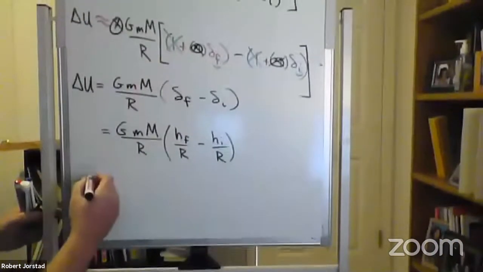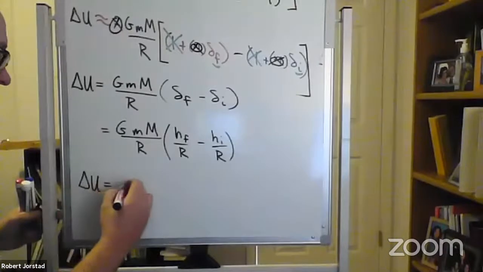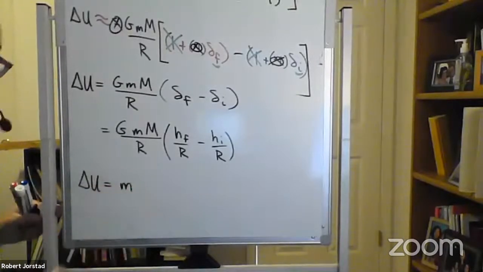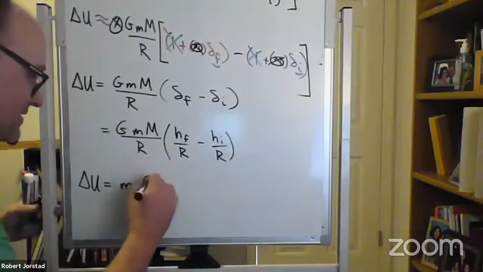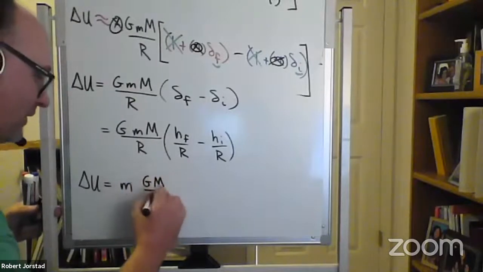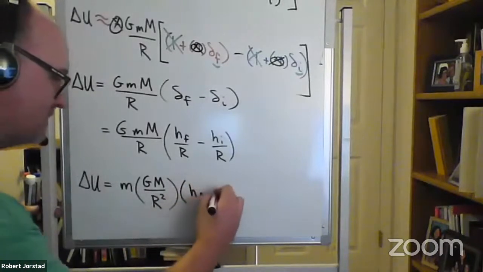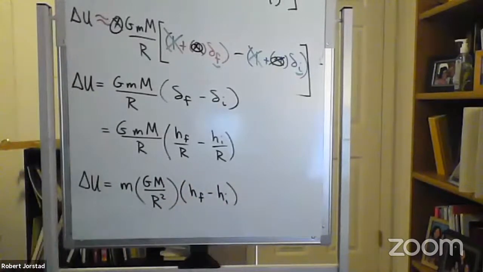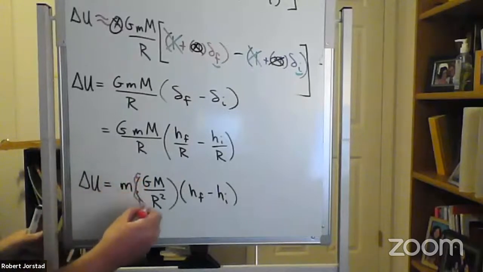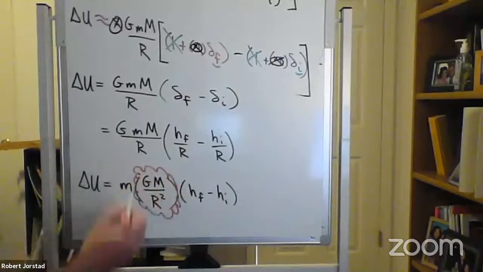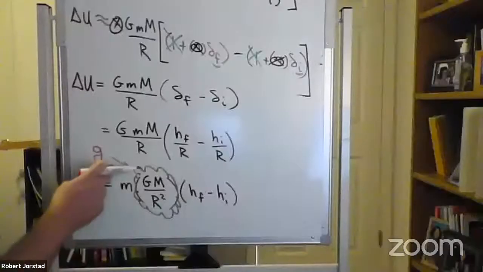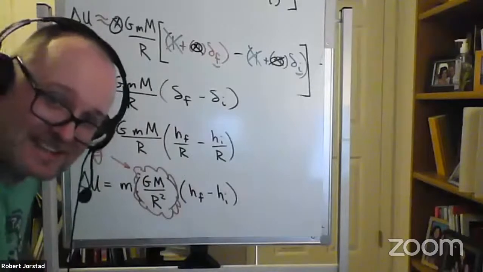Let's go one step further. Delta U is thus mass of the block times G capital M over R squared times height final minus height initial. Take a guess what number you get when you begin this stuff right here. Is it 9.8? That's g. mgh. Isn't that nuts?